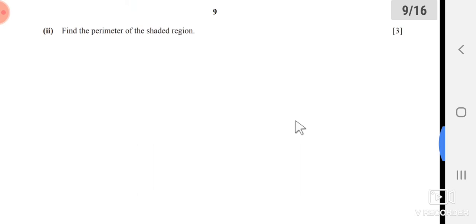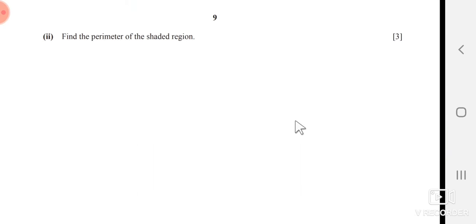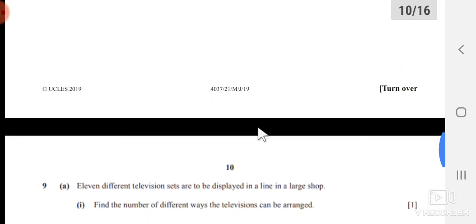And now find the perimeter. Now you have already done each and everything, and arc lengths are needed. The arc length formula is L is equal to r theta, and you already have theta of both sectors, and the radii you have also found. So I don't think you will have any issue regarding this question. Now I'm going toward the next question.